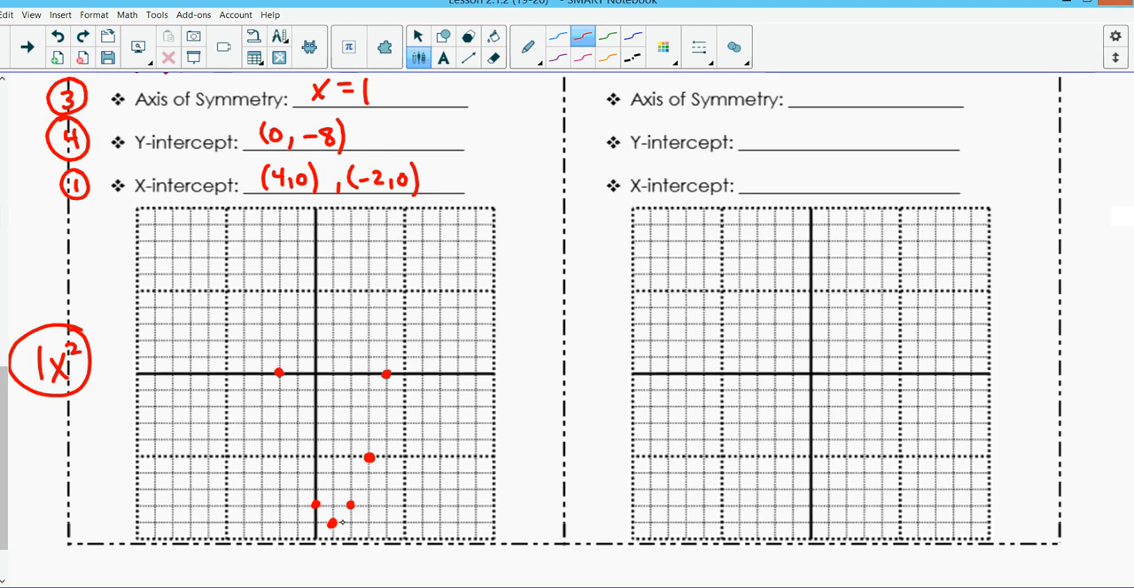Now I'm going to move right 4, 1, 2, 3, 4. 4 squared is 16. So here's 9, 10, 11, 12, 13, 14, 15. So I'd be up here. Now I can fill in with my symmetrical points. Here. Here. Make sure that we have all coordinates that lie in the graph. Make sure we connect with a U-shaped graph. And make sure that you have arrows on both ends. And that would be your function.